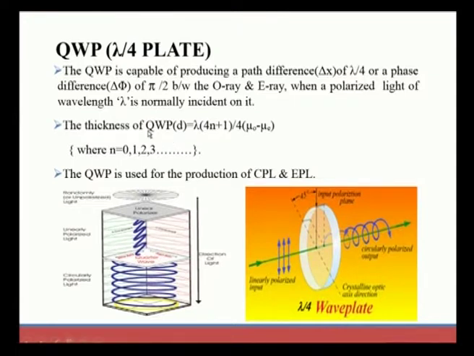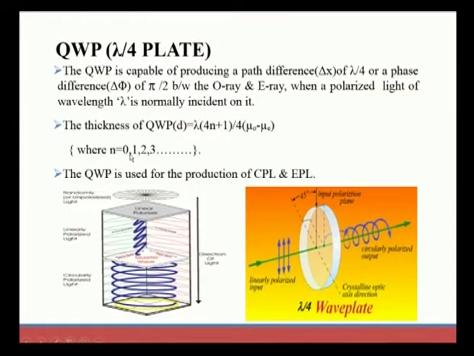This is the formula for getting a quarter wave plate. The quarter wave plate has to be maintained at a uniform thickness, so that we can achieve the property of maintaining the phase difference as we want. In this formula, n is equal to 0, 1, 2, 3, and we can also have different values for n for maintaining the uniform thickness of the QWP. And with the help of a QWP, as we already said, we can get a CPL, that is circularly polarized light, or elliptically polarized light.